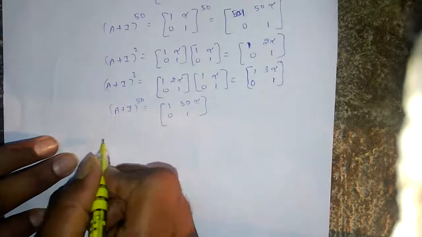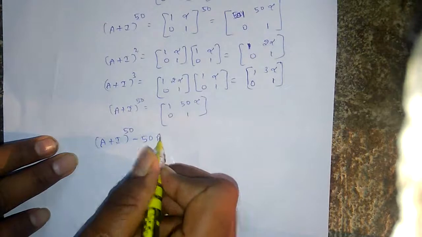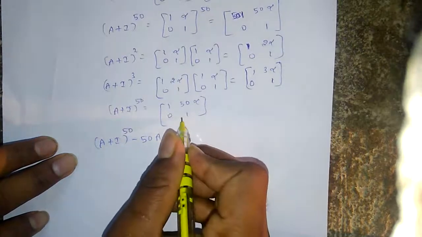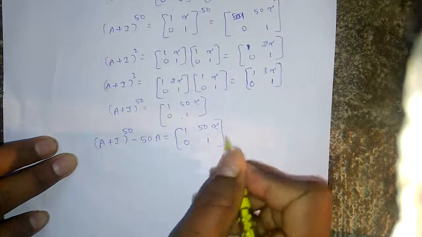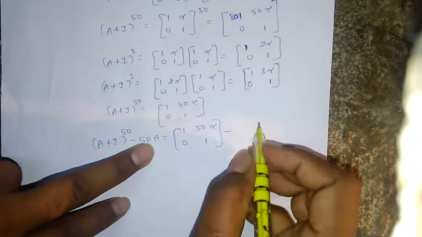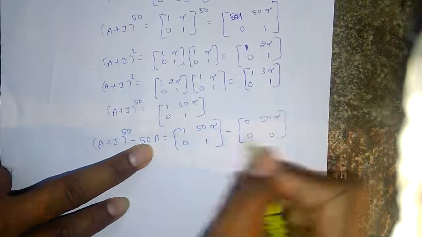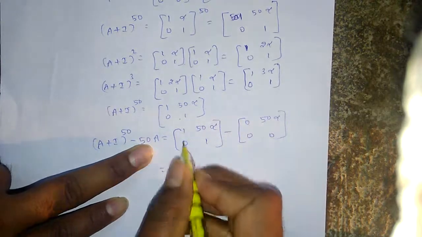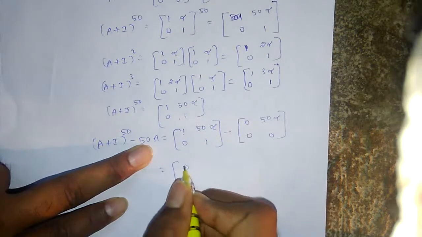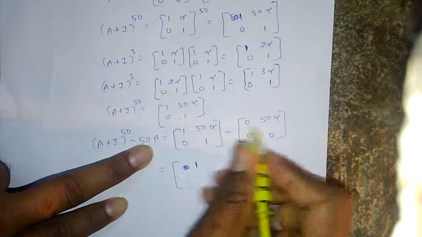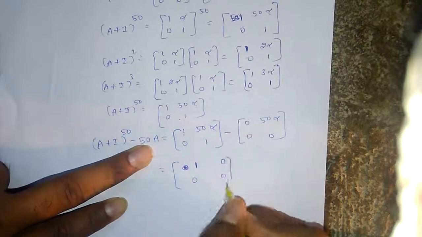So next we have (A plus I) power 50 minus 50A. The value of (A plus I) power 50 is [1, 50 alpha; 0, 1] minus 50 into A. 50 into A means [0, 50 alpha; 0, 0]. So find the difference of corresponding elements. 1 minus 0, that is 1. 50 alpha minus 50 alpha, that is 0. 0 minus 0 is 0. 1 minus 0 is 1.